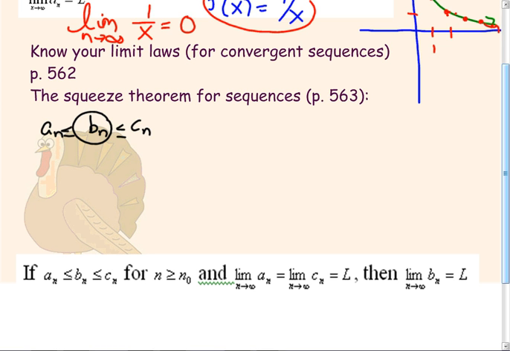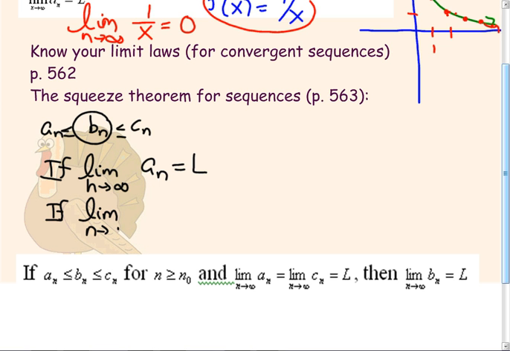Remember the squeeze theorem? It's just like that. And it says if the limit as n goes to infinity of a sub n has a limiting value, and if the limit as n goes to infinity of c sub n has the same limiting value, what can you say about b sub n? It's trapped. These guys are coming in like this. Some dots here. And then c sub n is this.